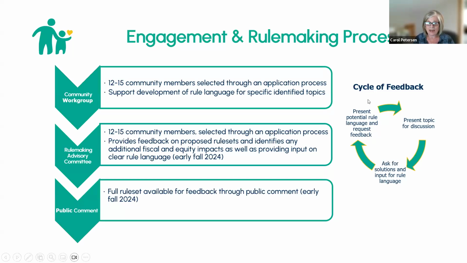So the cycle of feedback that this current engagement, our community work group, will follow is we will present topics for discussion. We're going to ask for solutions and input for particular rule language. And then we're going to present that rule language and request feedback. So we take your information back to the rulemaking work group, craft it, and we will bring it back. And sometimes the cycle goes through a couple times before we are able to move on to the next topic.